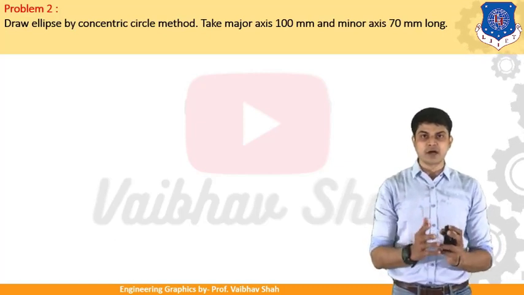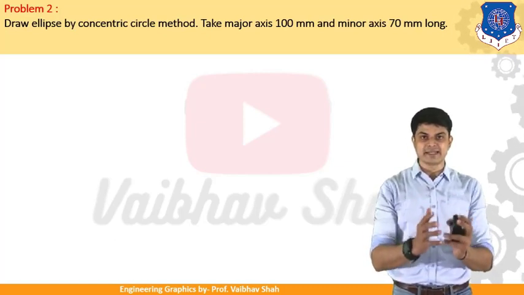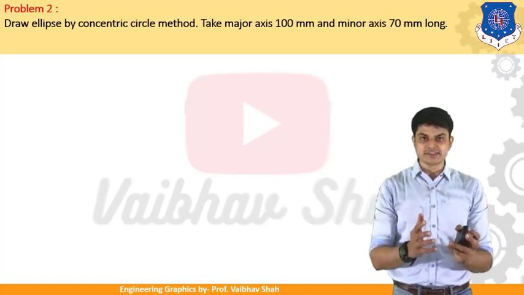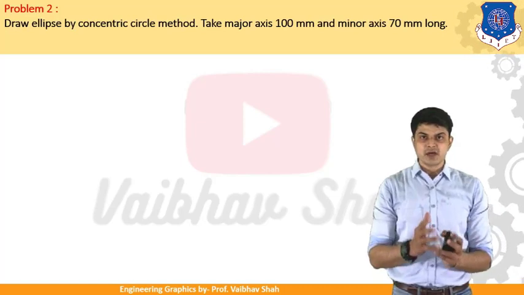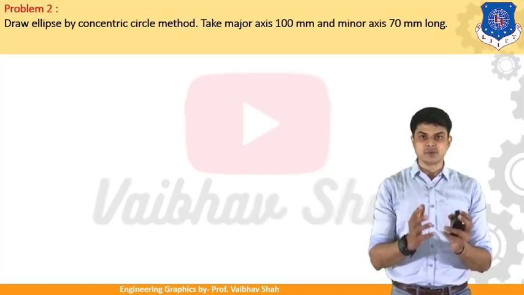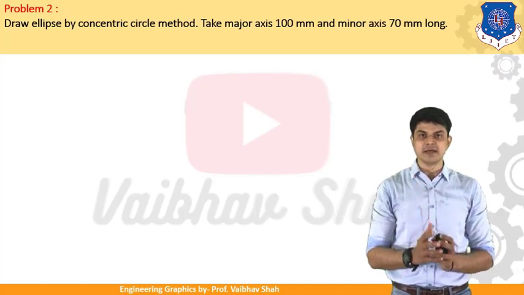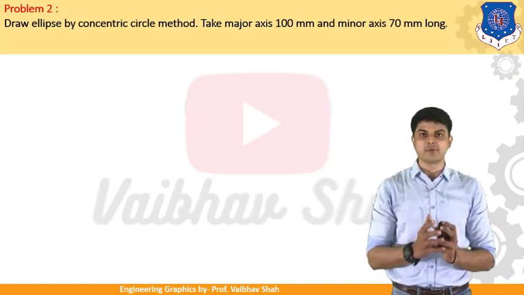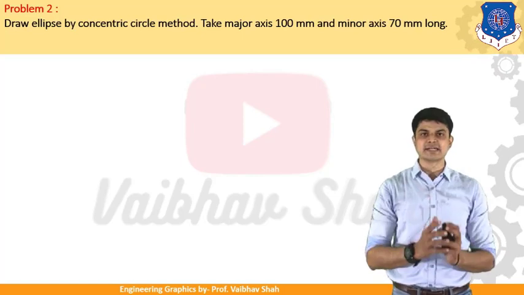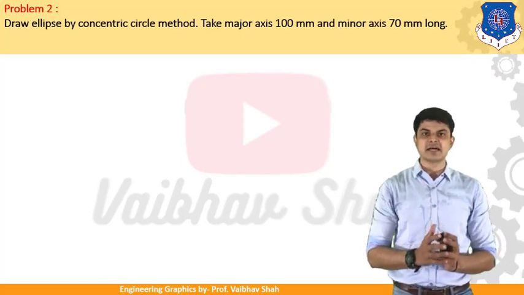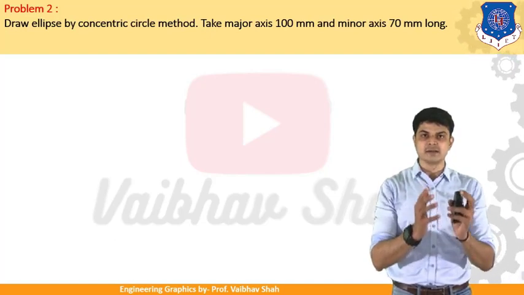But here our method is what? Concentric circle method. Concentric circle means what? Concentric means coinciding centers. So we would be having 2 circles whose center point would be a same point or coinciding point. And from the same center point, we will be constructing that circles, and that's why these circles are known as concentric circle method.